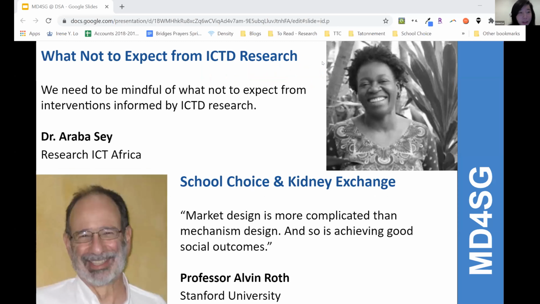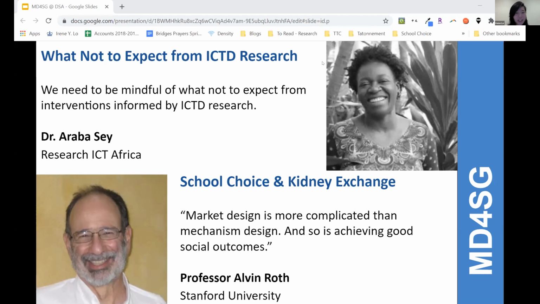And so just as 2 examples, we had a wonderful talk by Dr. Abase from Research ICT Africa, where she told us what not to expect from ICTD research. So essentially, if we were thinking of engaging and using ICTD techniques and ICTD research in order to design solutions for disadvantaged communities, then what can we expect and what should we not be looking for in this process? And so, yeah, that was a really fantastic talk, which also highlighted this emerging intersection between MD4SG and ICTD.